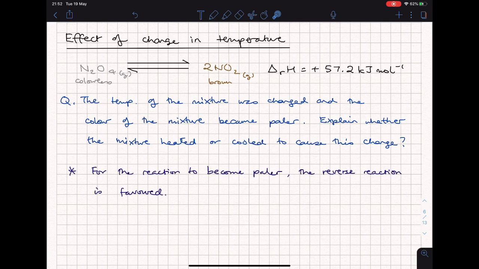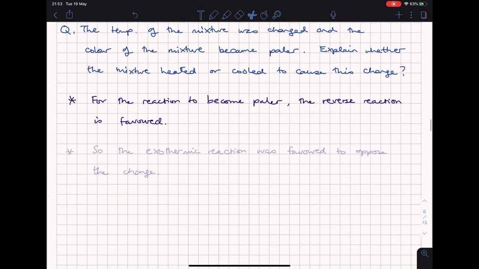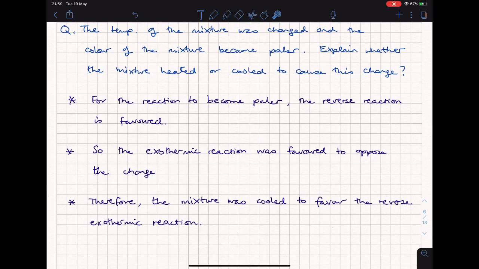So using the key phrases I talked about earlier, let's explain our answer. So for the reaction to become paler, the reverse reaction is favoured. So we're removing the brown nitrogen dioxide, so the reverse reaction is favoured. So the exothermic reaction was favoured, so we said the reverse reaction was the exothermic reaction. So the exothermic reaction was favoured to oppose the change. Because we were asked whether the mixture was heated or cooled, we're going to say therefore the mixture was cooled to favour the reverse exothermic reaction.